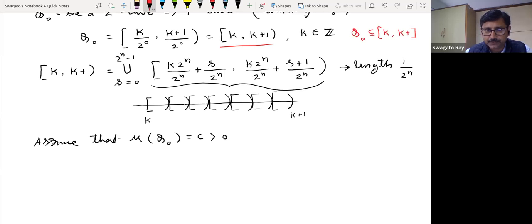Let's call it C. Are you having any confusion why I am not saying measure of Q0 equals 1? Why I called it C? Can anybody tell me? Why not mu of Q0 equals 1?